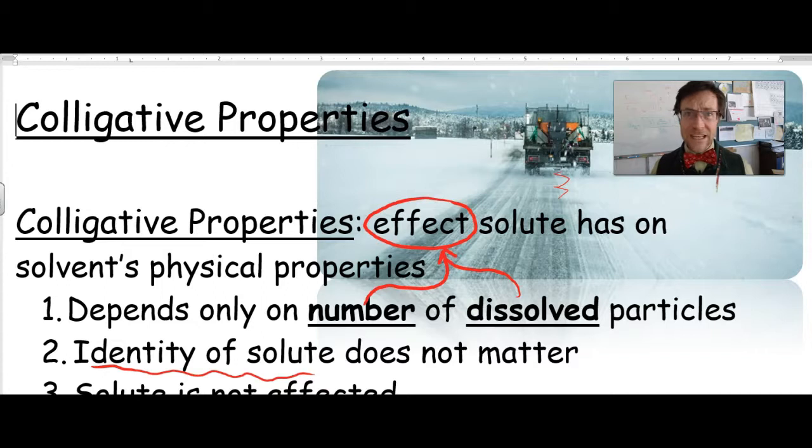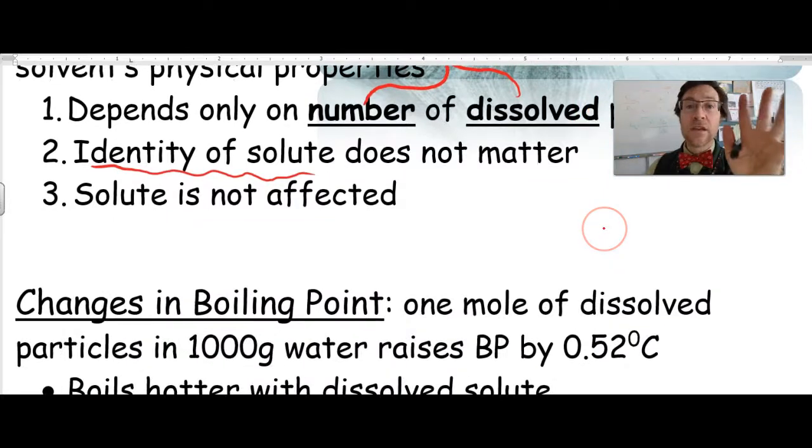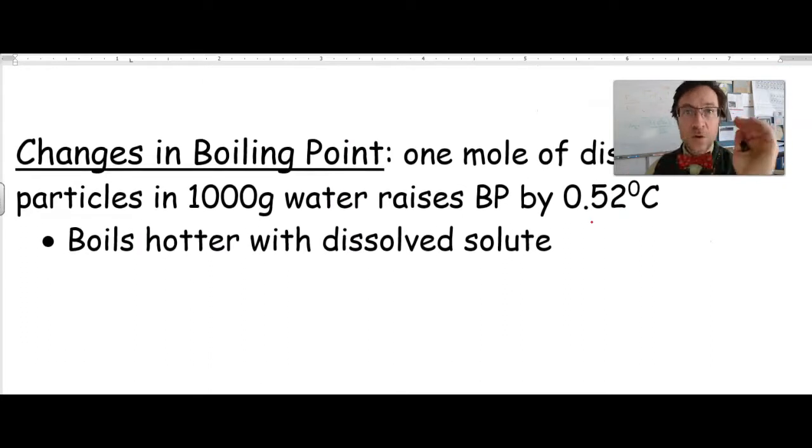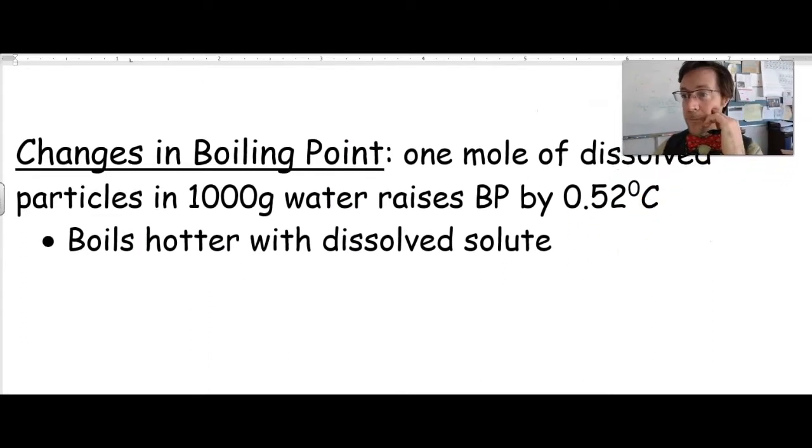So truly, it can be anything. If you're in Vermont, maybe you can even throw some maple syrup on the road, but that would be a waste. Truly, it really doesn't matter what you put into the solvent, as long as it dissolves and makes dissolved particles. That's it. So here's the thing, changes in boiling point.